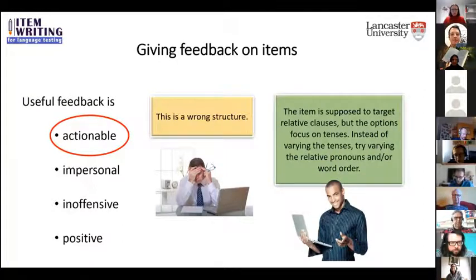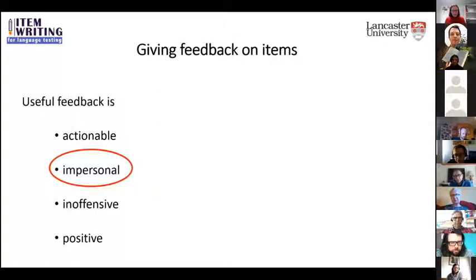But if you tell the item writer, this item is supposed to target relative clauses, and here I continue the example that I introduced at the beginning, but the options focus on tenses. Instead of varying the tenses, try varying the relative pronouns and or word order. The item writer is not particularly happy because the item is definitely faulty, but at least the item writer knows what to do and how to make the item better. Second, the feedback should be impersonal.